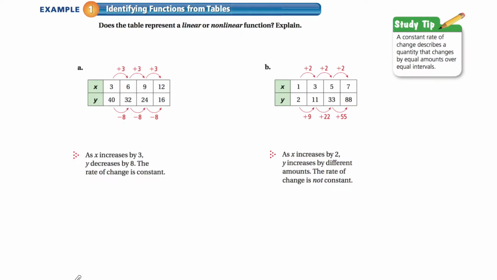Example 1 has us identifying functions from tables. They want to know, does the table represent a linear or a nonlinear function? And explain. Well, let's look at Table A. In Table A, x is constantly increasing by 3, and y decreases by 8. So it's minus 8, minus 8, minus 8. As x increases by 3, y decreases by 8. The rate of change on this is constant, so it is linear.